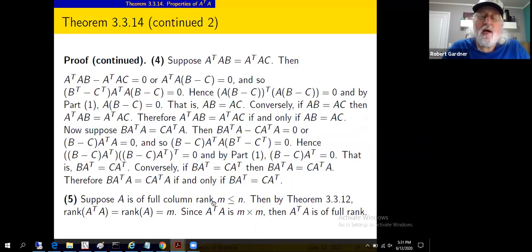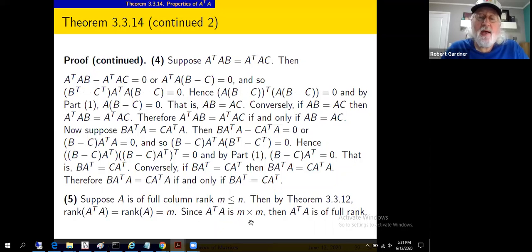Suppose A is full column rank, denote it with M, which has to be less than or equal to the number of rows. Then we know Theorem 3.3.12, the rank of A transpose A equals the rank of A. That's a second result we just did. Rank of A we've denoted with the symbol M. All right, so we got that relationship.